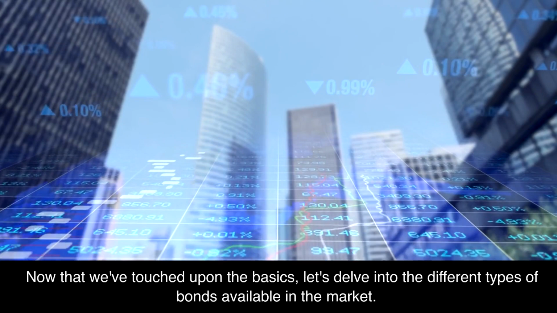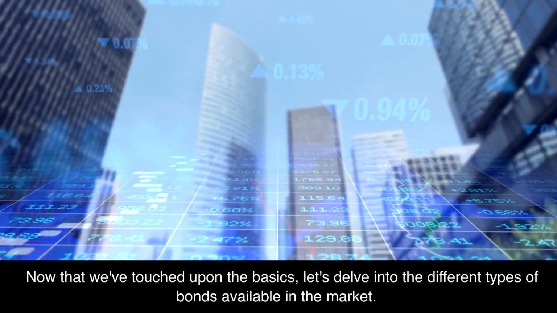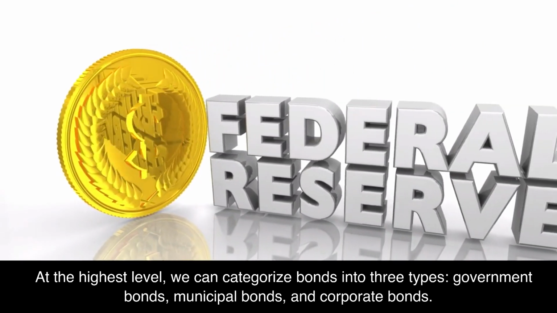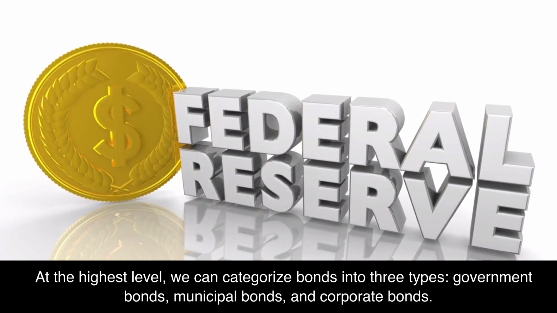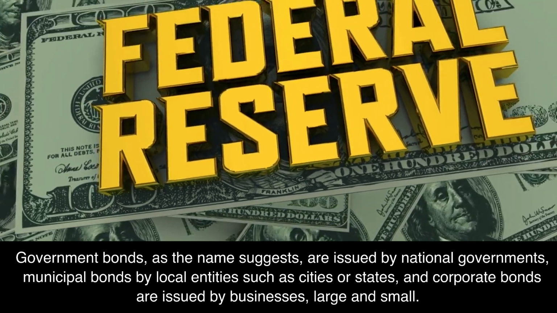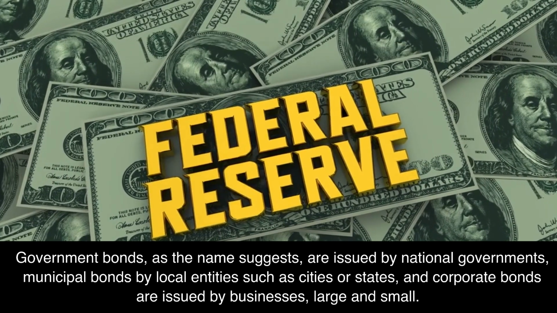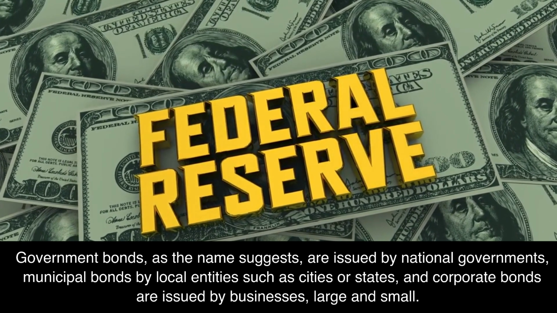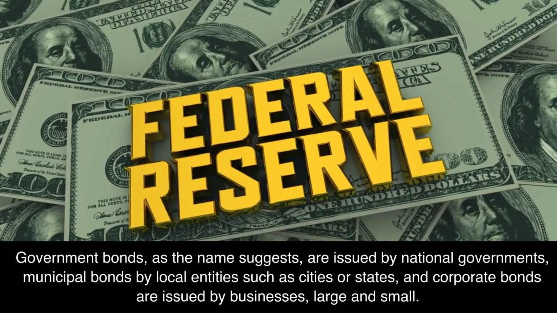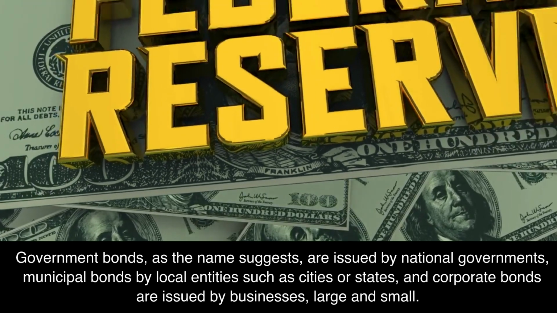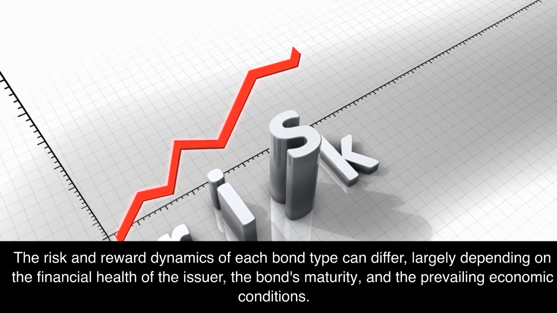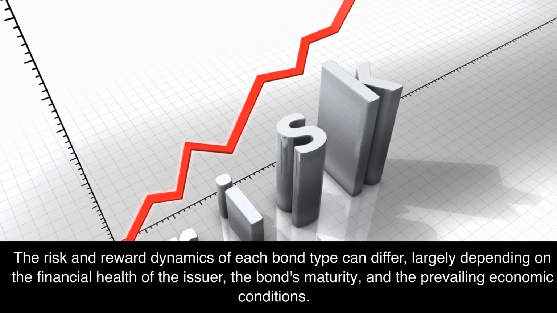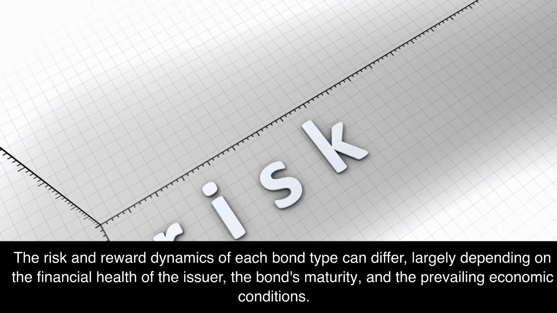Now that we've touched upon the basics, let's delve into the different types of bonds available in the market. At the highest level, we can categorize bonds into three types: government bonds, municipal bonds, and corporate bonds. Government bonds, as the name suggests, are issued by national governments, municipal bonds by local entities such as cities or states, and corporate bonds are issued by businesses, large and small. The risk and reward dynamics of each bond type can differ, largely depending on the financial health of the issuer, the bond's maturity, and the prevailing economic conditions.